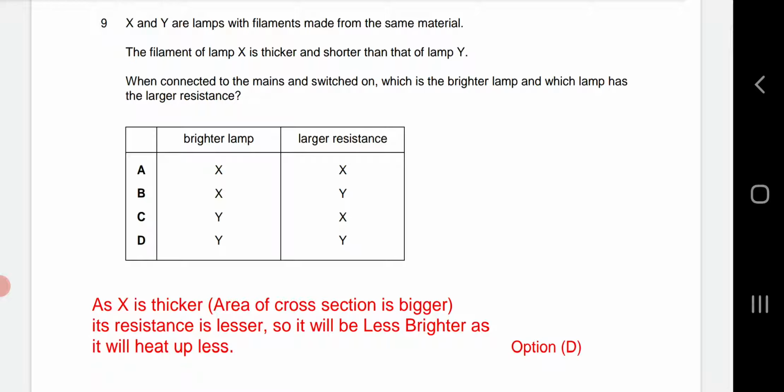so its resistance will be higher, and due to this higher resistance more voltage will drop across it as it will heat up. So it will be brighter. So option D.